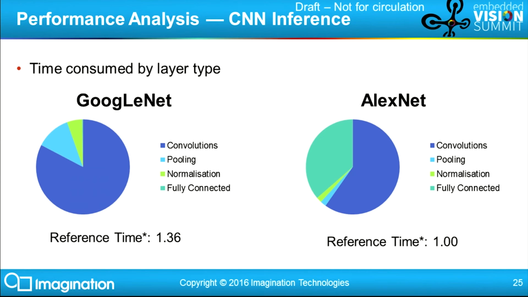So if we look at the amount of time consumed by the 4 key layer types that I've been focusing on, we can see that for AlexNet, a significant amount of time is spent on the fully connected layers. For GoogleNet, more time is spent on the convolutions. And if we look here at the bottom, we've got a reference time comparing how long it takes to run a single image on AlexNet compared to a single image on GoogleNet. It's about 35% longer for GoogleNet, but we saw from the previous slide it's actually about 2.5 times the amount of compute. So AlexNet is making more efficient use of the resources available.